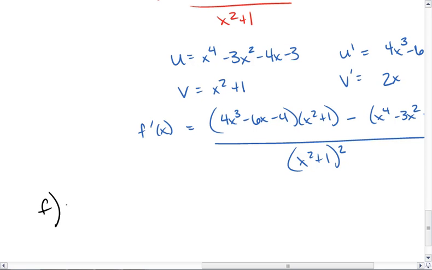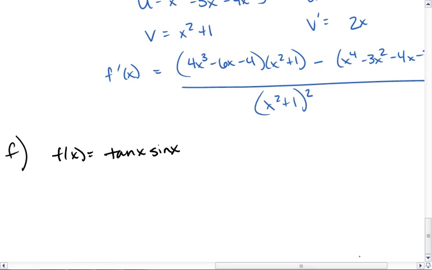In part F, we have f of x equals tan x times sine x. We see we're using the product rule. So I separate out the two factors, take the derivative of both.